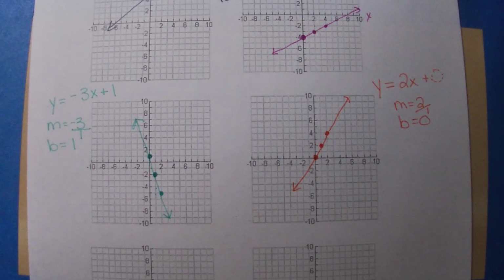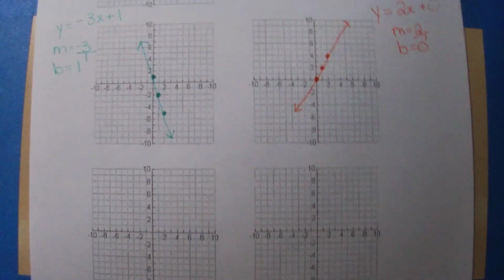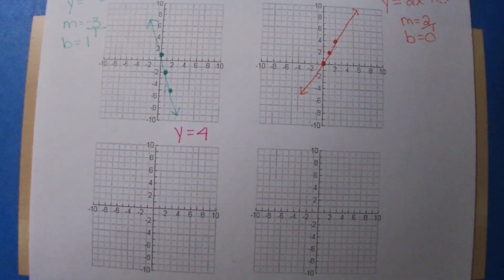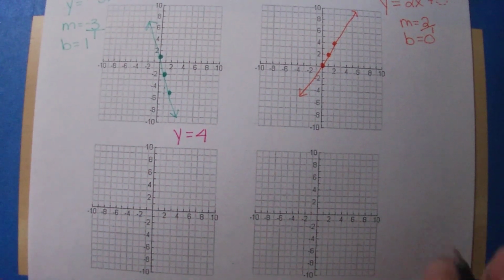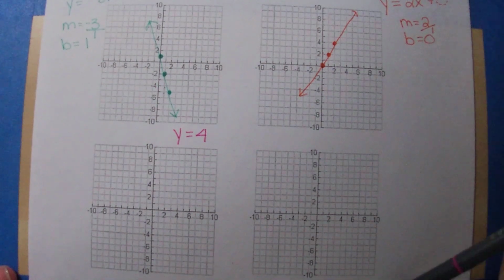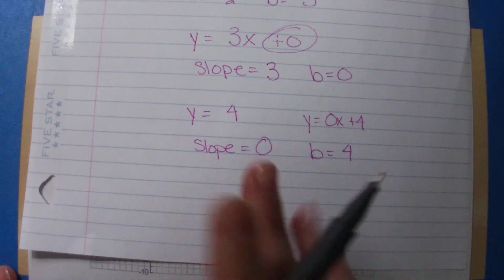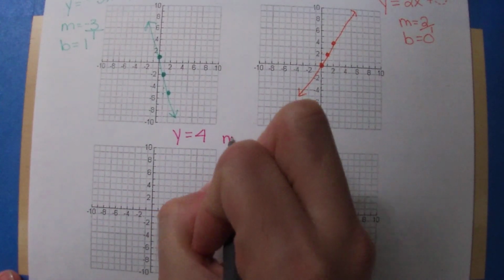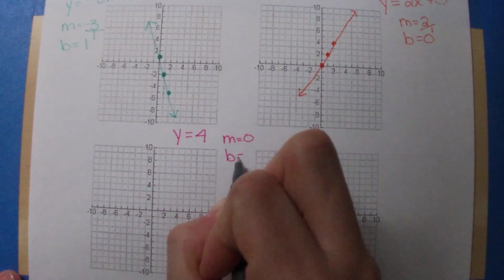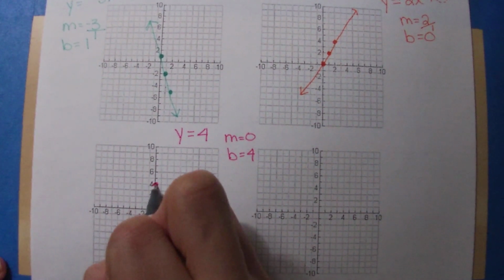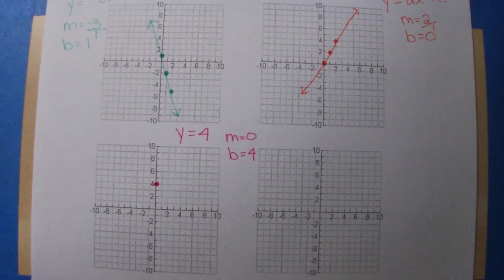Okay, so this is really the last one. So let's say we want to do y equals 4. Okay, so we're going to find our m and our b. So we said in this situation, right, if we had y equals 4, that our slope was 0 and our b was 4. So our slope, our m is 0 and our b is 4. So we're going to start at 4 on the y-intercept.